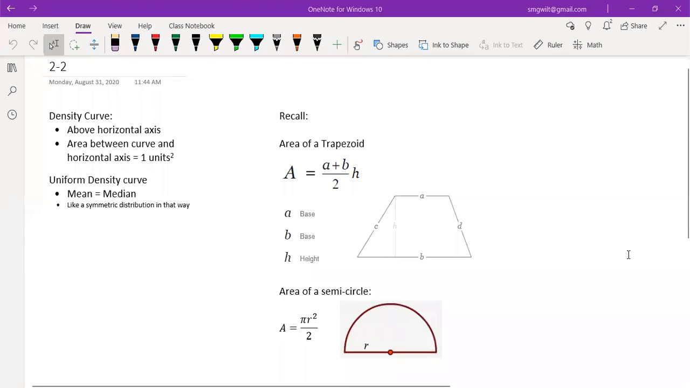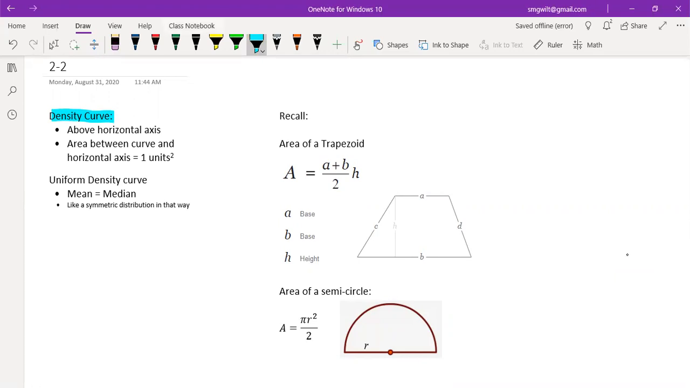In this video, I'm going over the main ideas from section 2.2, which was uniform density curves. There's not a lot that I feel like I need to go over, so I just wanted to review the vocab and then maybe remind you of some formulas that you'll use in the assignments, potentially, depending on if you get these problems. So remember that a density curve is something that is above the horizontal axis, and that the area between the curve and the horizontal axis equals 1 square unit.